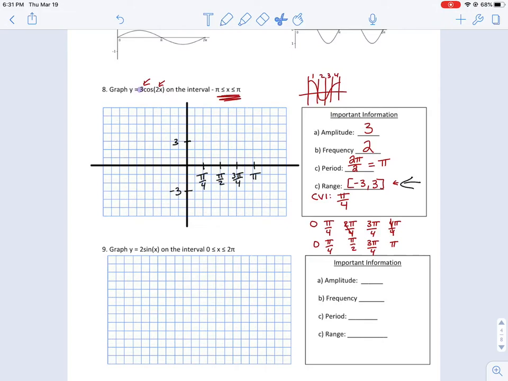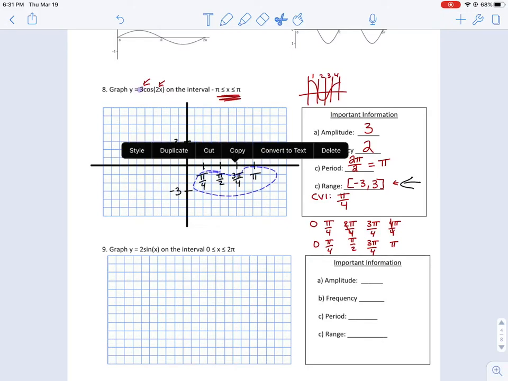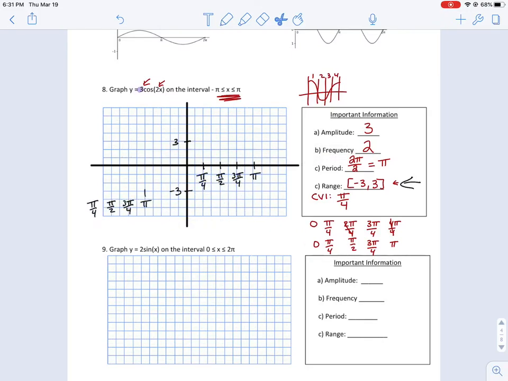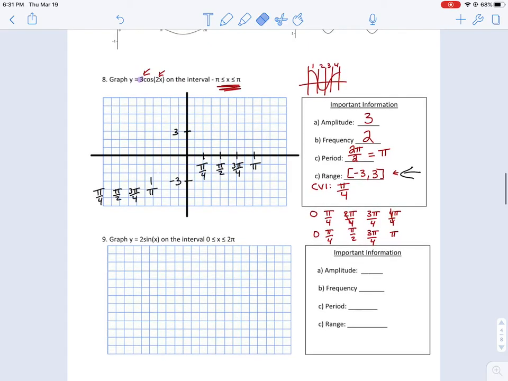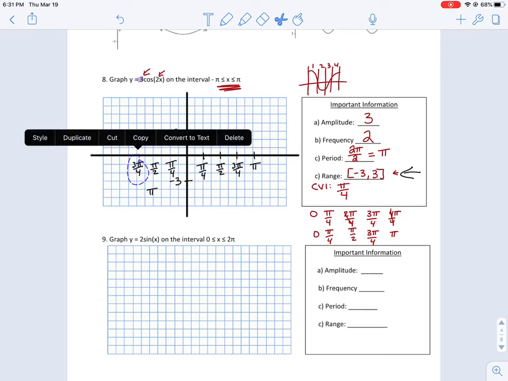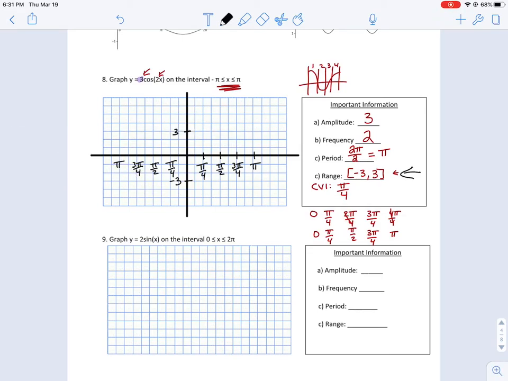Now all of those are going to be exactly the same on the other side, except they're going to be negative and reversed. So I have pi over 4 here, then pi over 2, 3 pi over 4, and pi. Again, make sure that you're counting 2 boxes every time. And these are all negative. That is the hard part, setting up our axes.